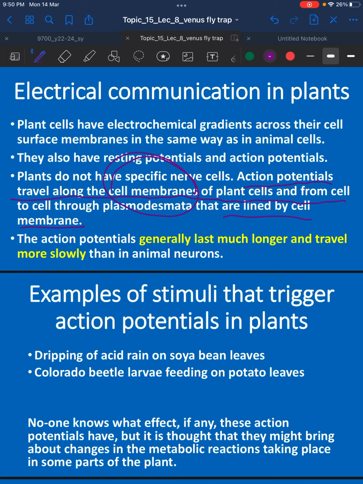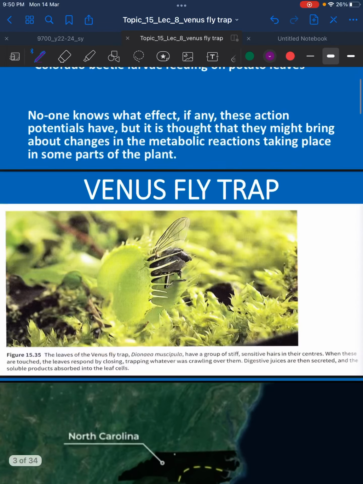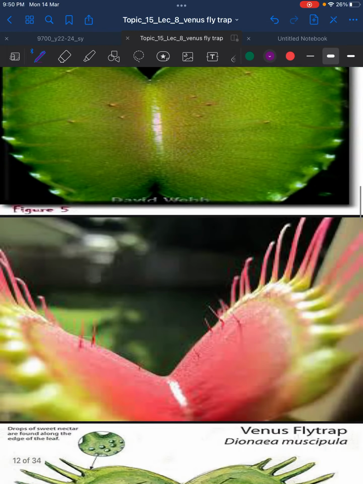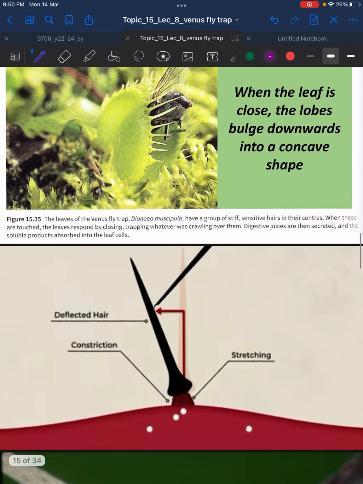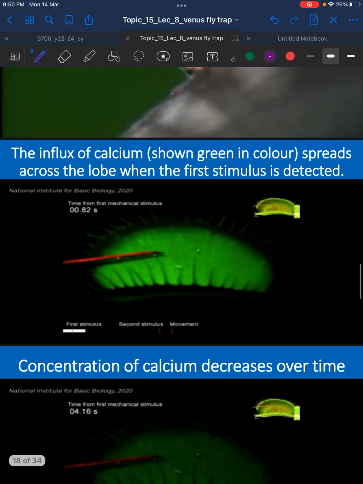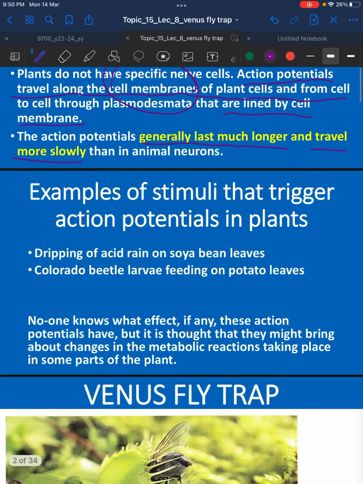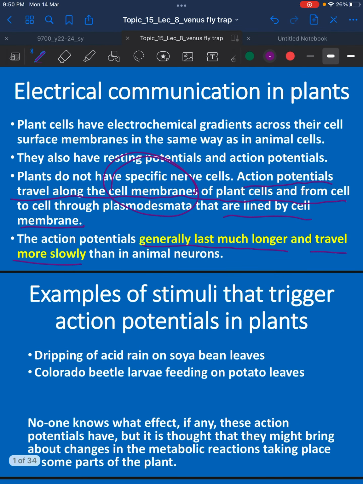There's another difference. The action potential is generally much longer and travels more slowly. In animals, it's in milliseconds, whereas in plants like the Venus flytrap, it's within seconds. So in animals it's within milliseconds, whereas in plants it's within seconds, not milliseconds.